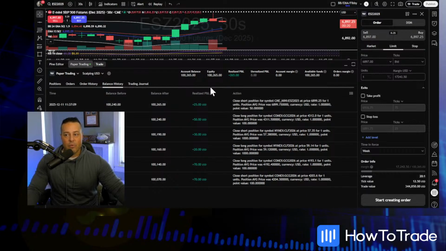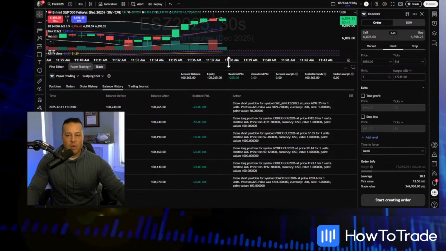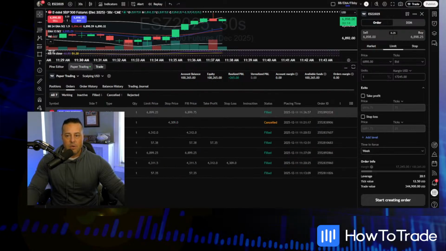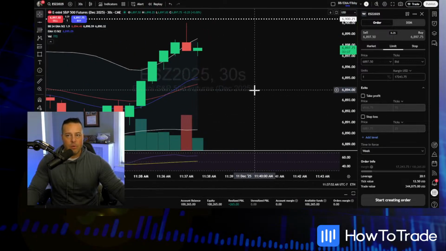Let's go back and sort of rework that last trade and show you exactly how it worked. We were looking to our orders. We were right here. Limit price was 68.99 1/4. What did we do?